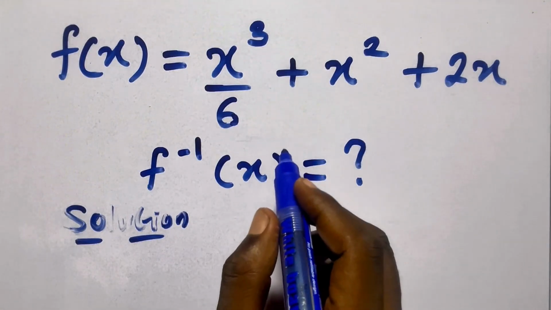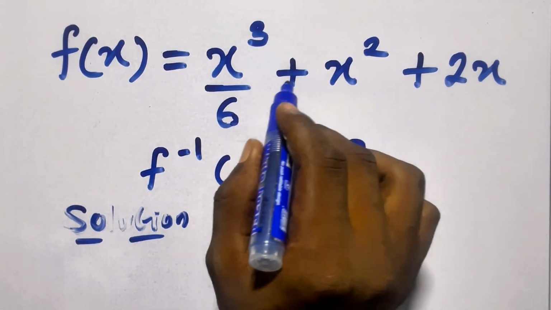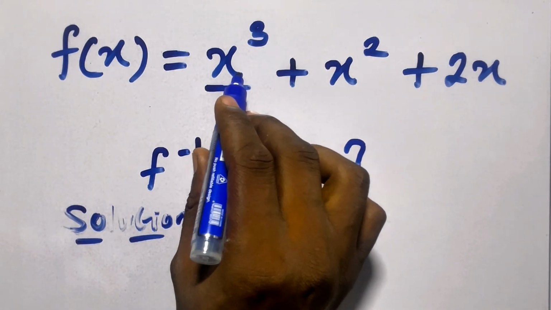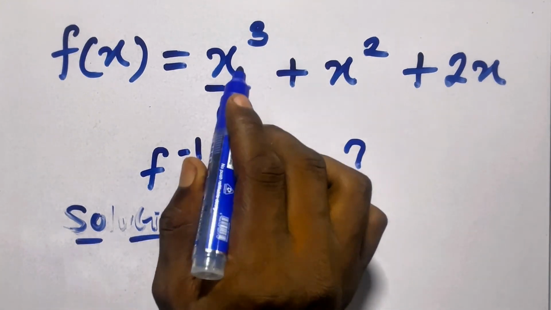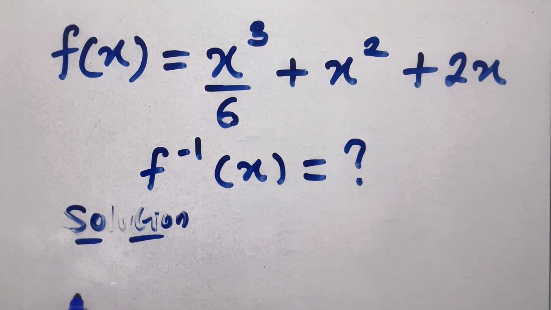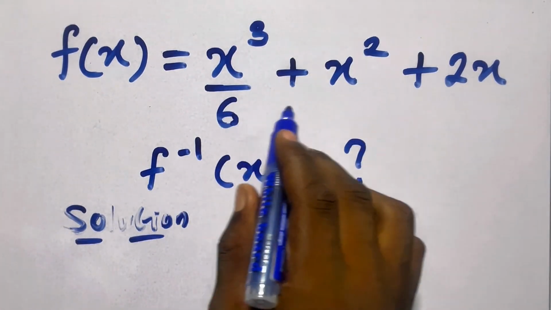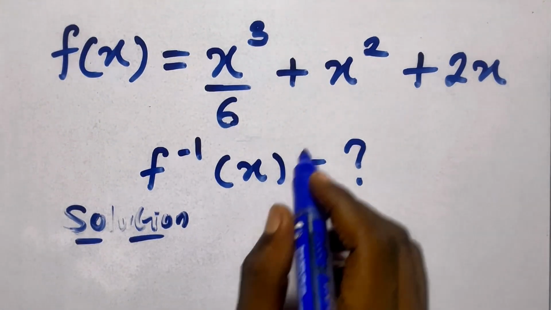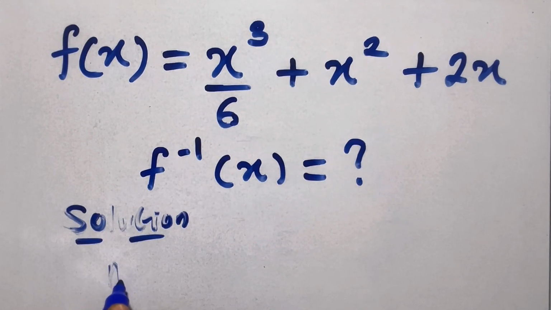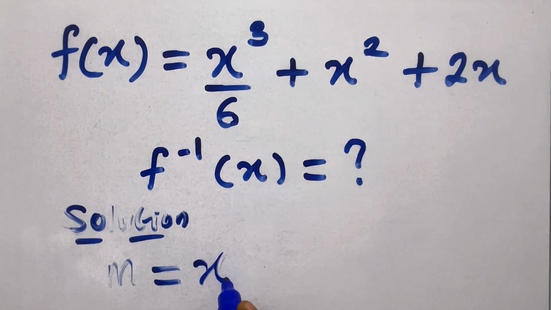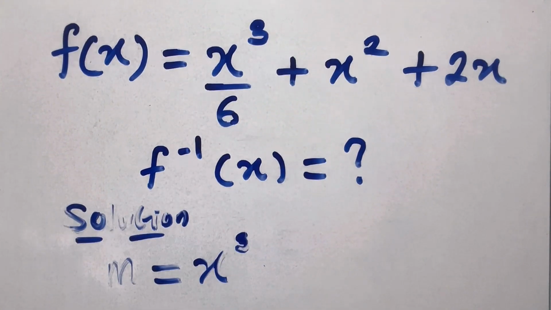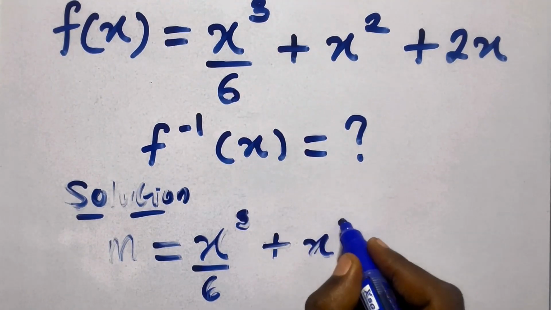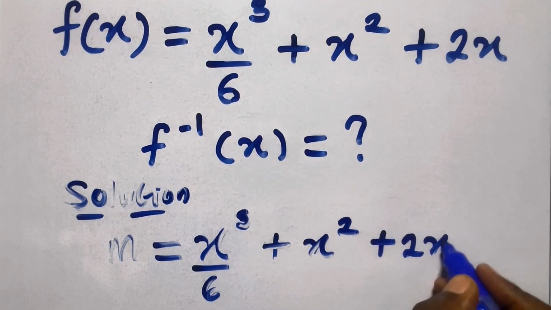Alright, so if you look at the right hand side here, you will see that this is a cubic function. Why? It's because the highest degree of the variable x here is 3. So that makes it a cubic equation. Our first step will be to let everything on the right hand side be equal to any letter, let's say m. So we have m equals x raised to the power 3 divided by 6 plus x raised to the power 2 plus 2x.